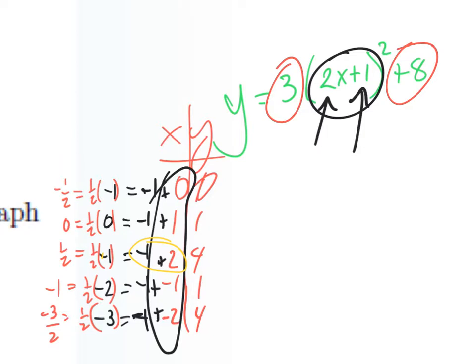Multiply first, because it's the normal order of operations. So I'm going to multiply by 3 and then add 8. What is 0 times 3 plus 8? It is 8. What is 1 times 3 plus 8? It is 3, 8, 11.